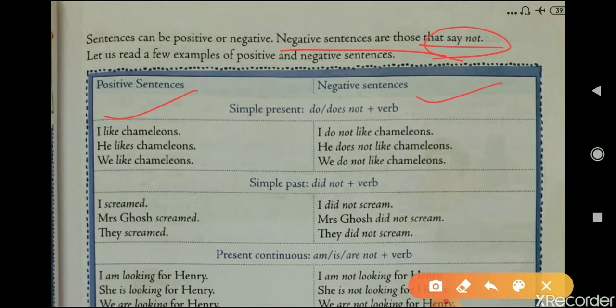So first one is simple present. Do, does we use in simple present plus verb. I like chameleons. I do not like chameleons. So this is a positive sentence and this is negative, because here you can see I do not like chameleons. He likes chameleons. He does not like chameleons. We like chameleons. We do not like chameleons. Okay, so these are positive sentences, and these sentences that have not are negative sentences.